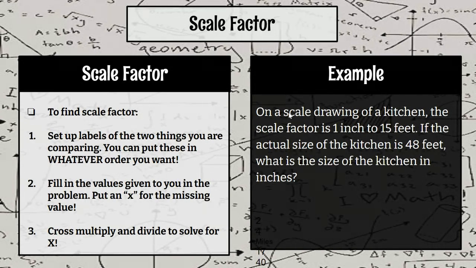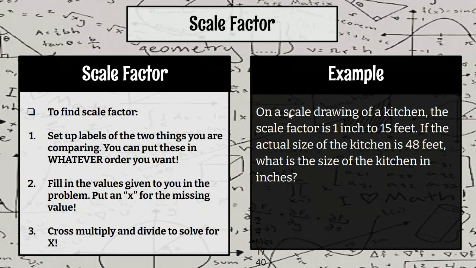So to find a scale factor, you've got 3 steps. First, you're going to set up your labels of the 2 things you're comparing. Okay, you can put them in whatever order you want. Then you're filling in the values given to you and you're putting an X for the missing value. And then the last one is cross multiplying and dividing. So if this sounds familiar, it's because it's what we just did. Okay, so scale factors are just proportions. They just use measurements. Okay, so let's do this example together.